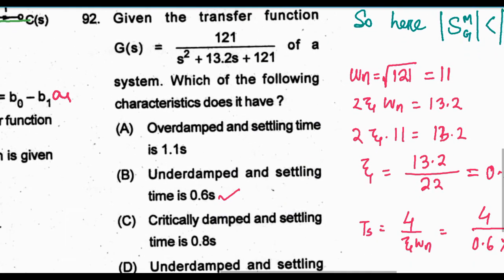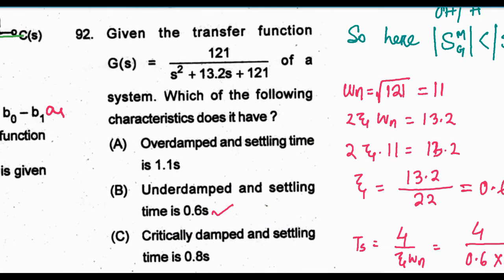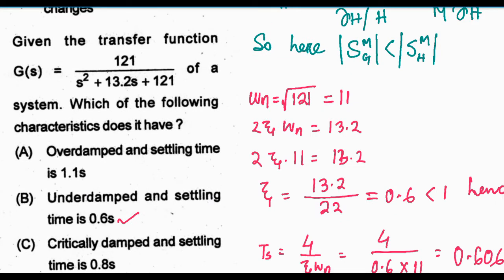Next, question number 92. Given the transfer function G of S is equal to 121 by S square plus 13.2S plus 121, which of the following characteristics does the system have? Here a second order system is given and we have to find all of its parameters. First, this one is omega n square. So omega n square is 121, so omega n will be root of 121, that is 11.